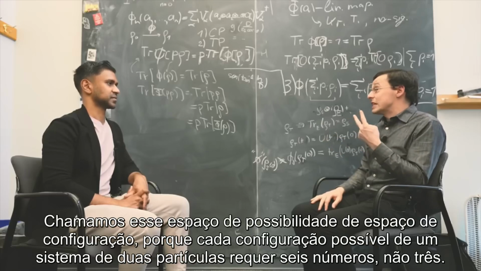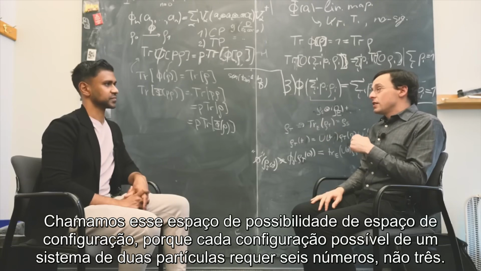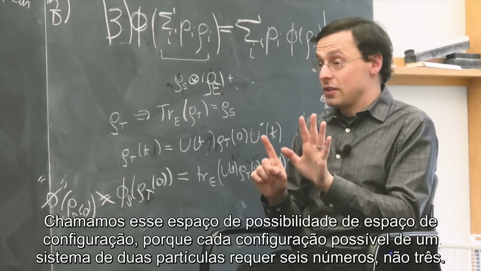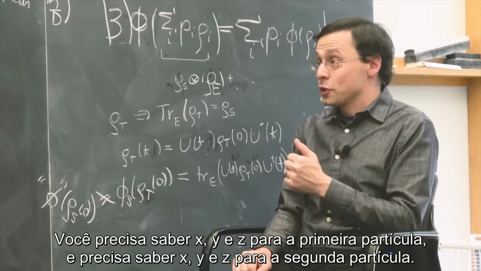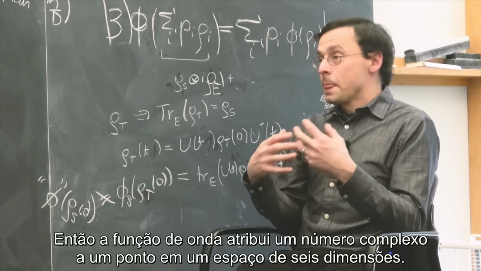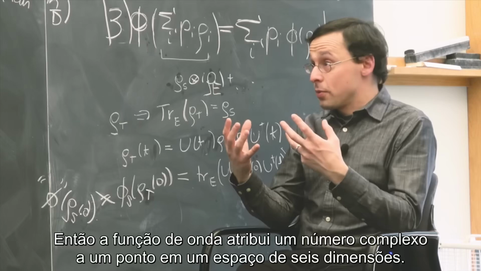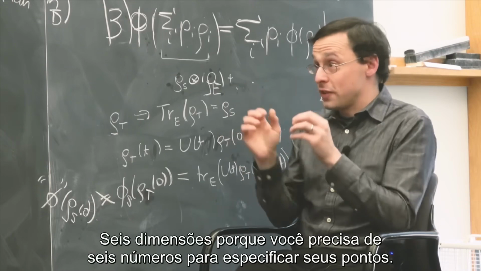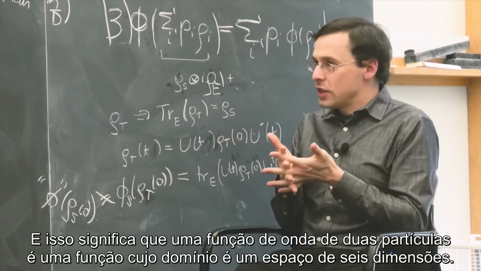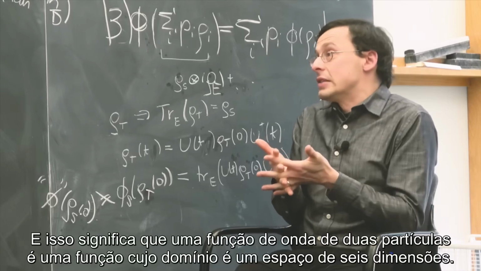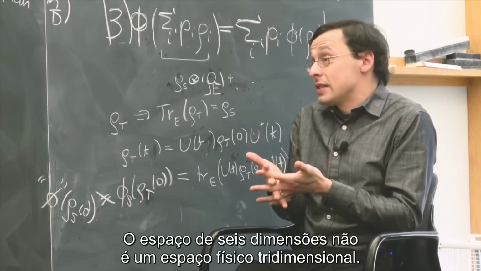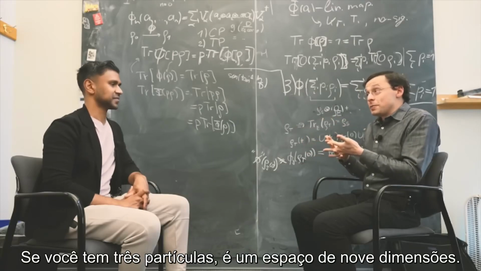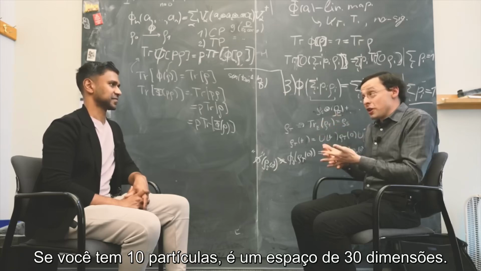We call this possibility space configuration space, because each possible configuration of a 2-particle system requires 6 numbers, not 3. You need to know x, y, and z for the first particle, and you need to know x, y, and z for the second particle. So the wave function assigns a complex number to a point in a 6-dimensional space, 6 dimensions because you need 6 numbers to specify its points. And that means a 2-particle wave function is a function whose domain is a 6-dimensional space. 6-dimensional space is not physical 3-dimensional space. If you've got 3 particles, it's a 9-dimensional space. If you've got 10 particles, it's a 30-dimensional space.